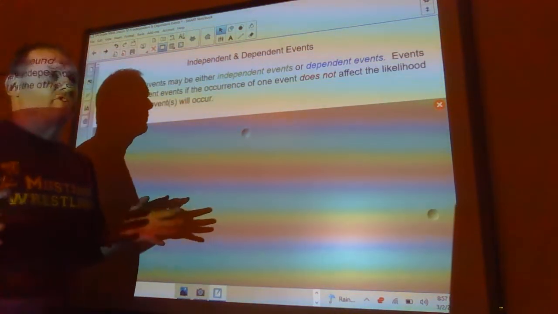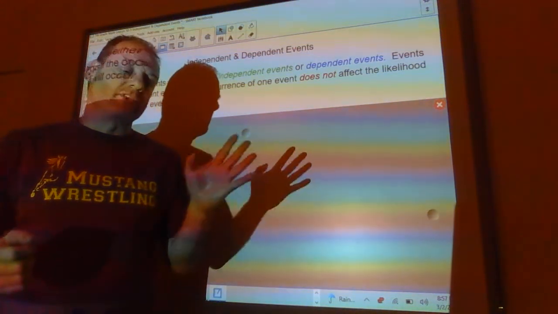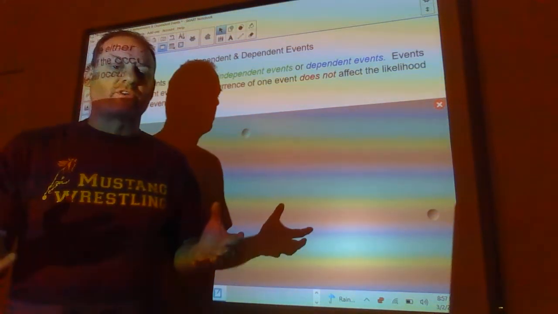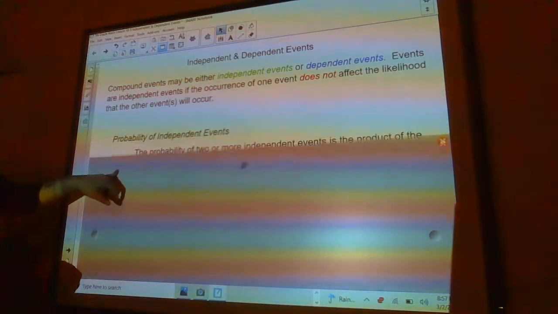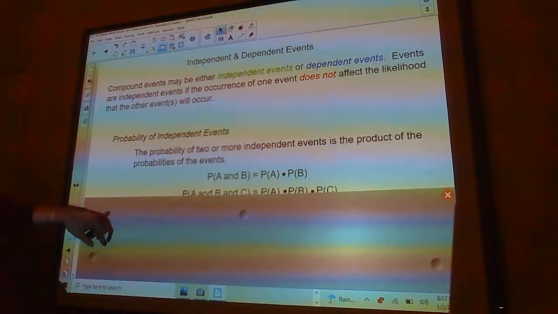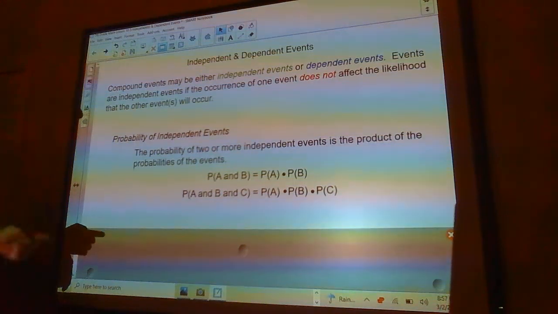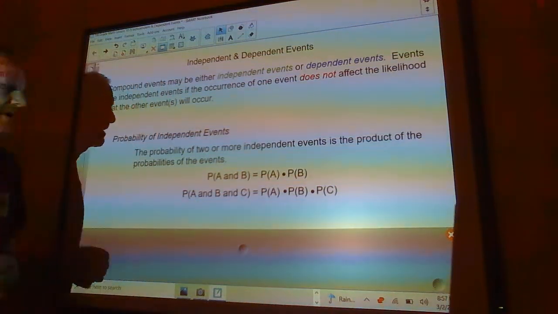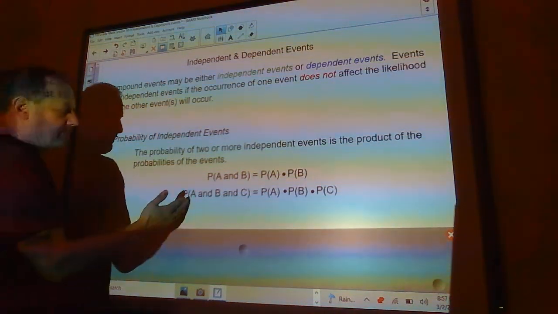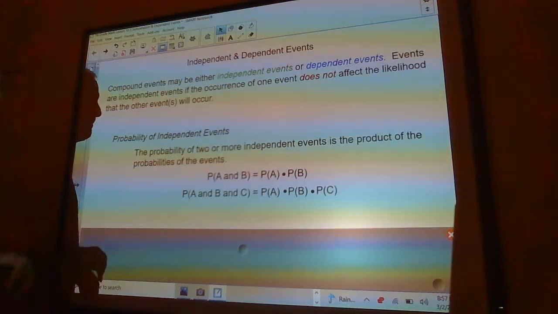Now, if I had a situation where I had a spinner and a dice, and I spun the spinner and then rolled the dice, those are independent events. One of them does not affect the other one. So you'll see how we do some of these as we go through here. The probability of 2 or more independent events is the product of the probabilities of the events. So the probability of A and B is the probability of A times the probability of B. The probability of A and B and C is the probability of A times the probability of B times the probability of C.